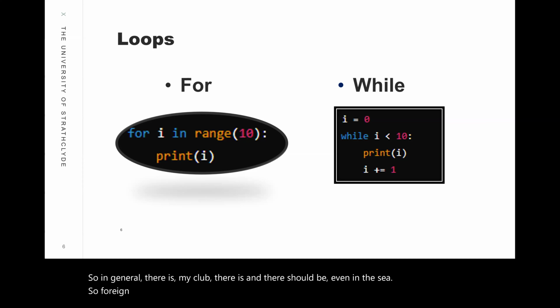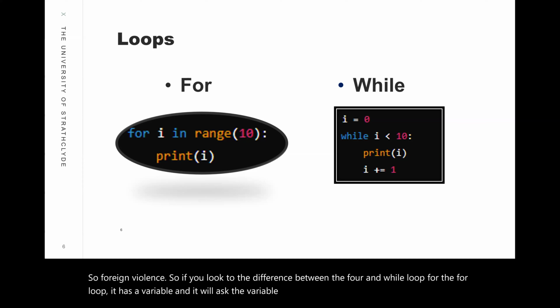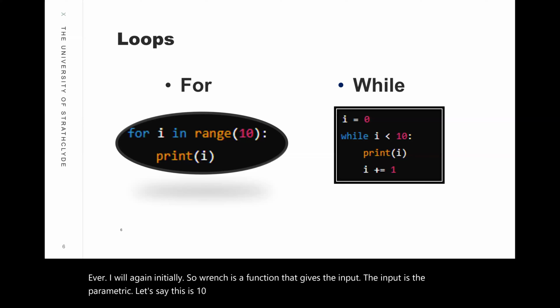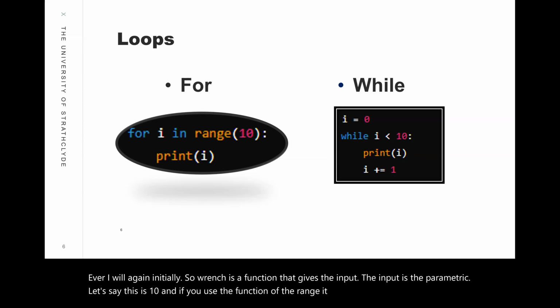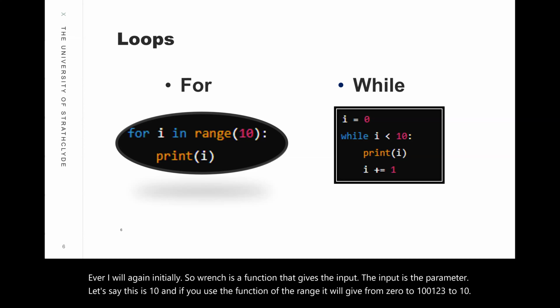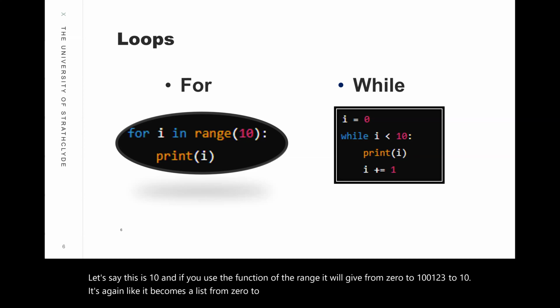If you look at the difference between the for and while loop, the for loop has a variable and it will ask the variable inside a variable again, actually. So range is a function that gives the input. The input is the parameter. Let's say this is 10. If you use the range function, it will give from 0 to 10: 0, 1, 2, 3 to 10. It becomes a list from 0 to 10, and each I will become an element of this structure.